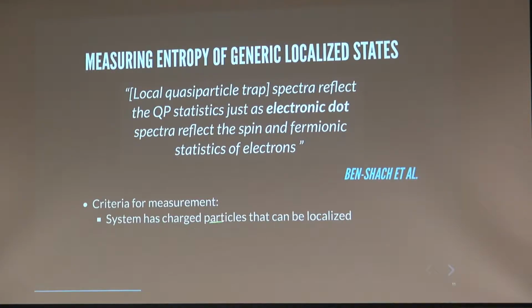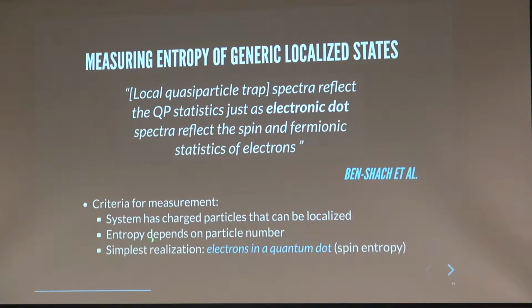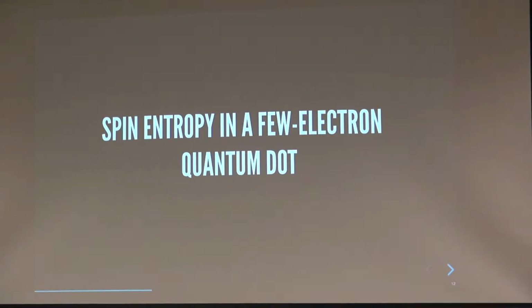So what do you need for this? You need to be able to localize a few charged particles. You need to have a situation where entropy depends on the particle number. That's an important ingredient. The simplest realization for this is electrons in a quantum dot, and that's what I'm going to show you today. So with that, let me begin the second half of the talk, which is showing you specifically how we measure the spin entropy of 1 or 2 or 3 electrons in a few-electron quantum dot.